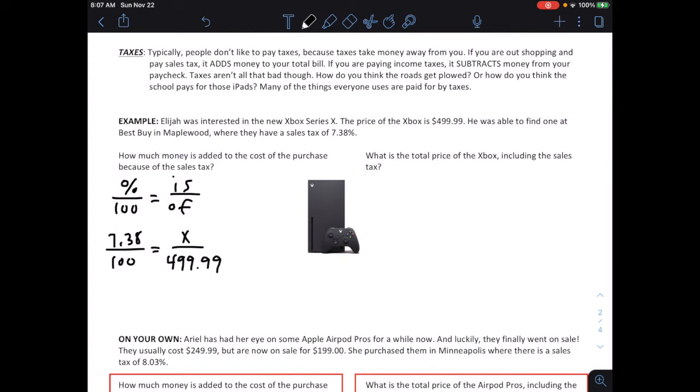Okay, so we've got a lot of decimals that we're dealing with. The percent that we are dealing with is weird because it's got 2 decimal places, but that's okay. These are just numbers. We can use a calculator to calculate them. So when we cross multiply, we have 100x, and then we have 7.38 times 499.99. So this one we end up with kind of a crazy decimal. So we have 3689.9262. Okay, so I'm going to keep all those numbers for right now because I now have to divide by 100.